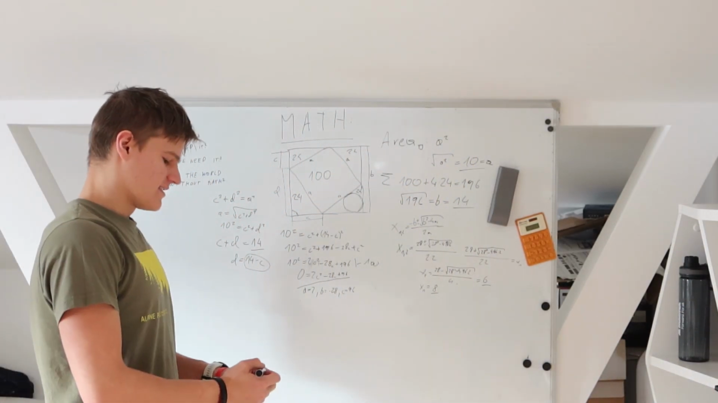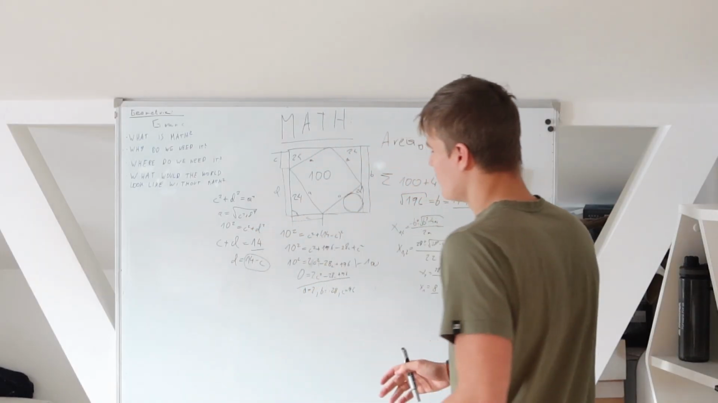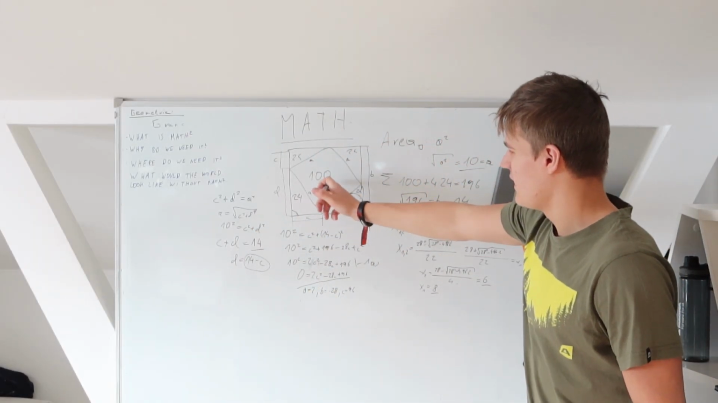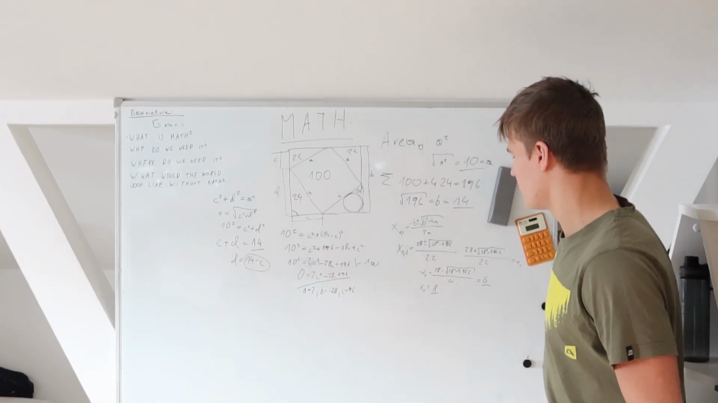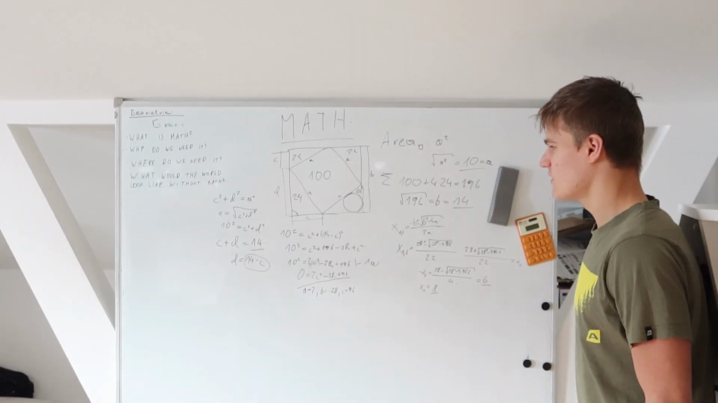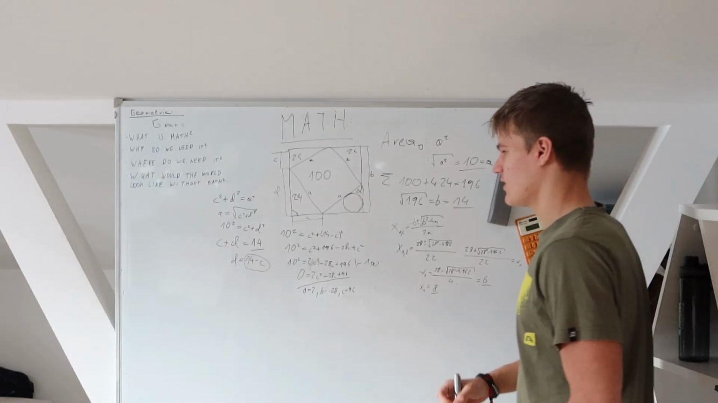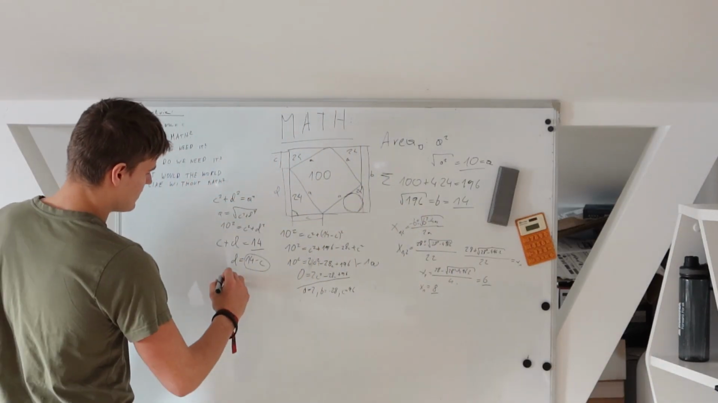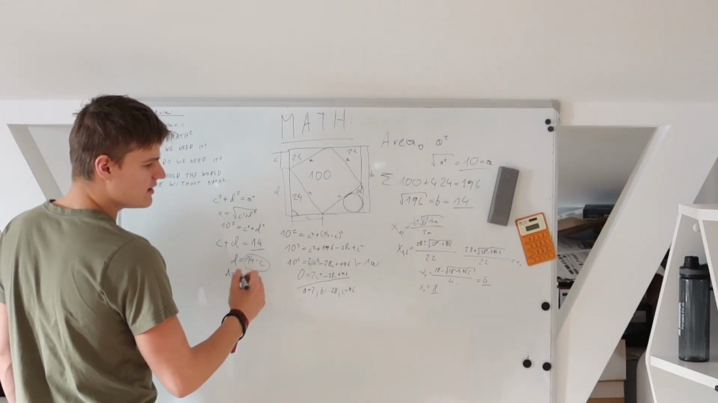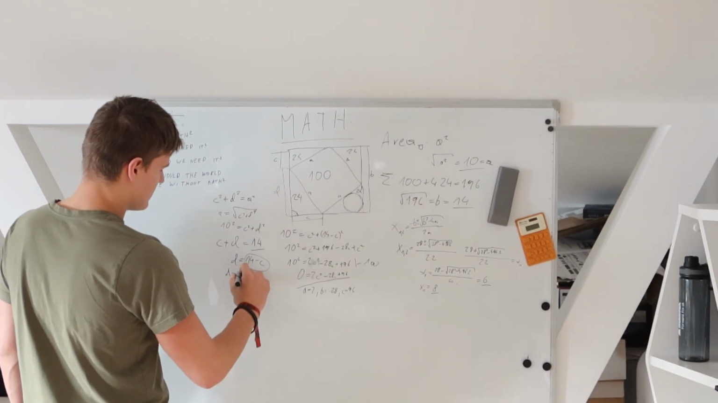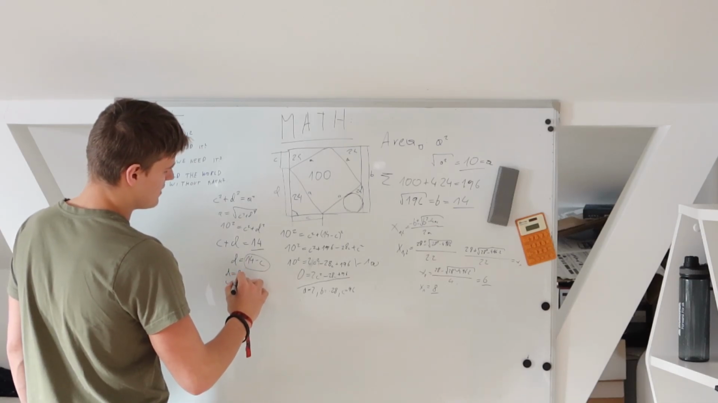And there we have it, lads. From only knowing the area of this and the area of this, we have now successfully calculated what these two lengths are. We can now put d equal to 8 and c equal to 6.